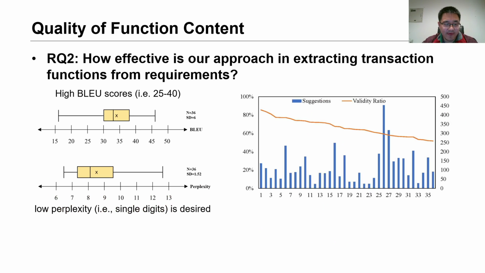To evaluate the quality of the function content, we propose research question 2. How effective is our approach in extracting transaction functions from requirements? In RQ2, we use BLEU to measure the content quality of the extracted functions. The value of BLEU in the range of 25 to 40 is considered as high quality. The result indicates that the extracted functions have low perplexities, which indicates the high quality of the extracted functions.